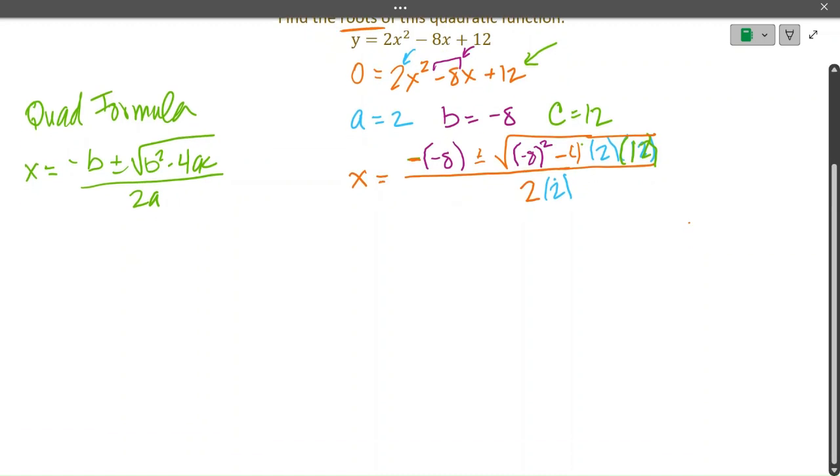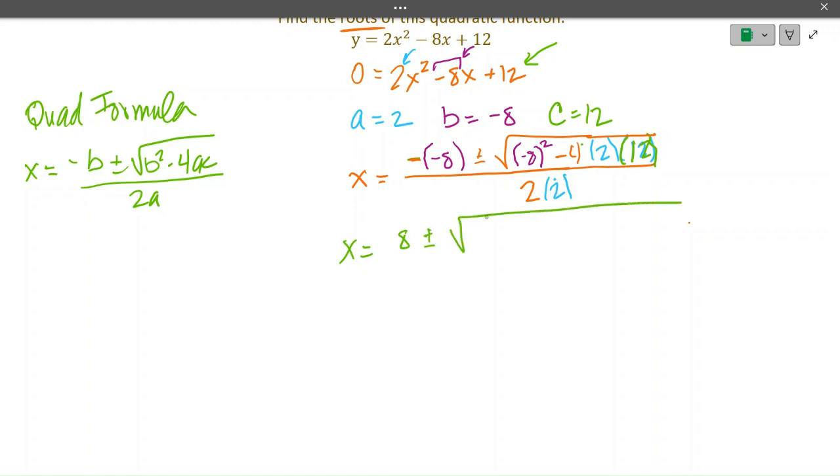All right, let's go ahead and simplify this. So x equals negative 8, which is positive 8, plus or minus the square root of negative 8 squared, which is 64, minus 4 times 2 times 12, that's 96. If you're wondering how I did that, I multiplied 4 and 2 together to get 8. And then I know my multiplication tables because my 4th grade teacher made us practice forever. 8 times 12 is 96. So that's how I got that. And then 2 times 2 is 4.